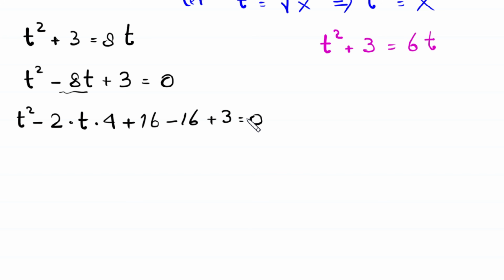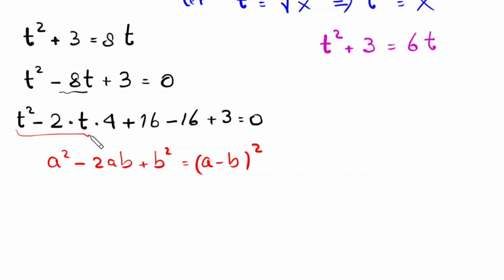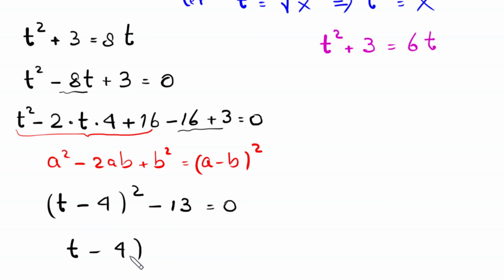By using this algebraic identity, a squared minus 2ab plus b squared equal to a minus b whole squared, this t squared minus 2t times 4 plus 16 will become t minus 4 whole squared. This negative 16 plus 3 will become negative 13 equal to 0. Move this negative 13 to the right hand side. This will become t minus 4 whole squared equal to 13.